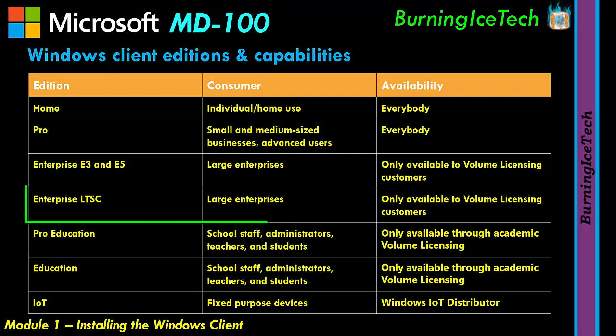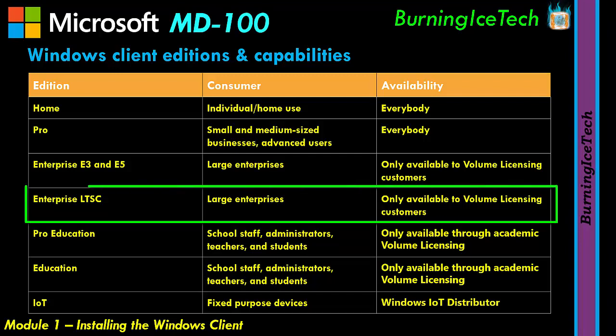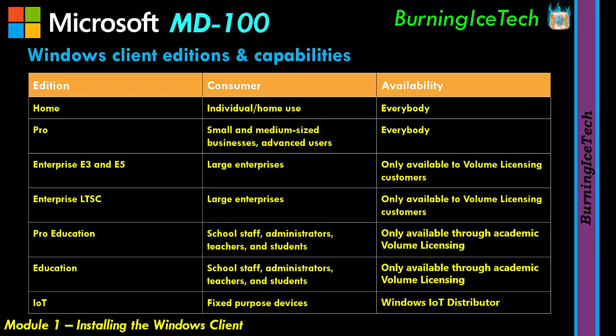Now, the fourth one here on the list being Enterprise LTSC. First of all, the LTSC stands for Long-Term Servicing Channel, in case anyone was scratching their head wondering what the heck those letters stand for. This edition basically is a special edition of Windows that Microsoft will not update with any new features. This edition only gets security and important updates, no other normal updates.